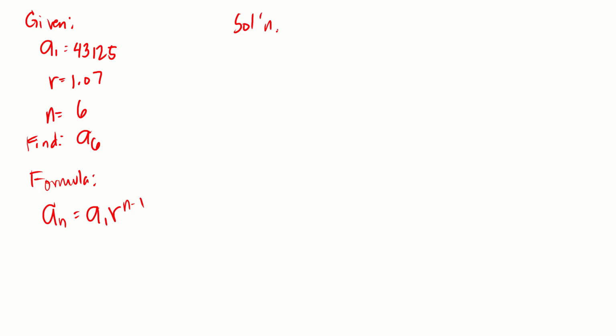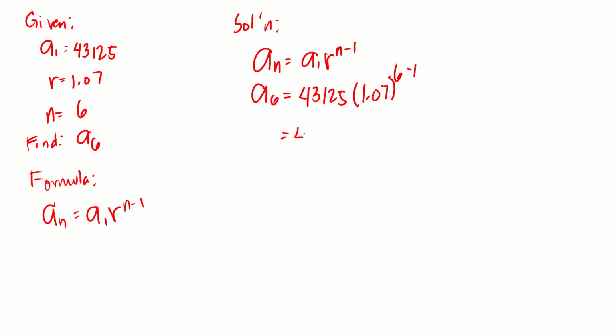So for our solution, start again with the formula. A sub n equals A sub 1 times r raised to n minus 1. Hinahanap ay si A sub 6 equals ano ang first term? That is 43,125 times ang common ratio is 1.07 raised to n minus 1. So magiging 6 minus 1. So we will have 43,125 times 1.07 raised to 6 minus 1 is 5. Now, on your calculators po, grade 10, pwedeng dire-diretso na.